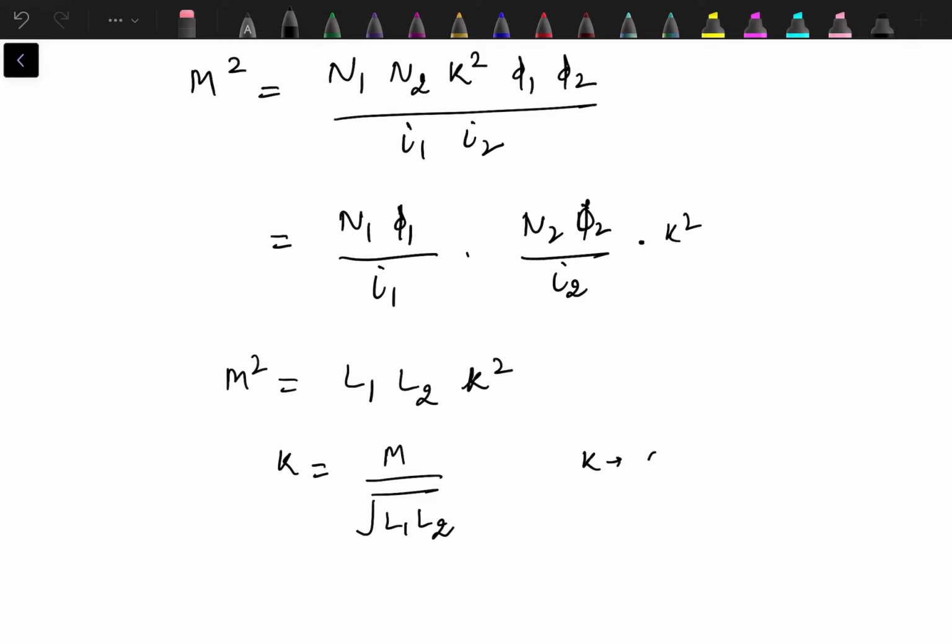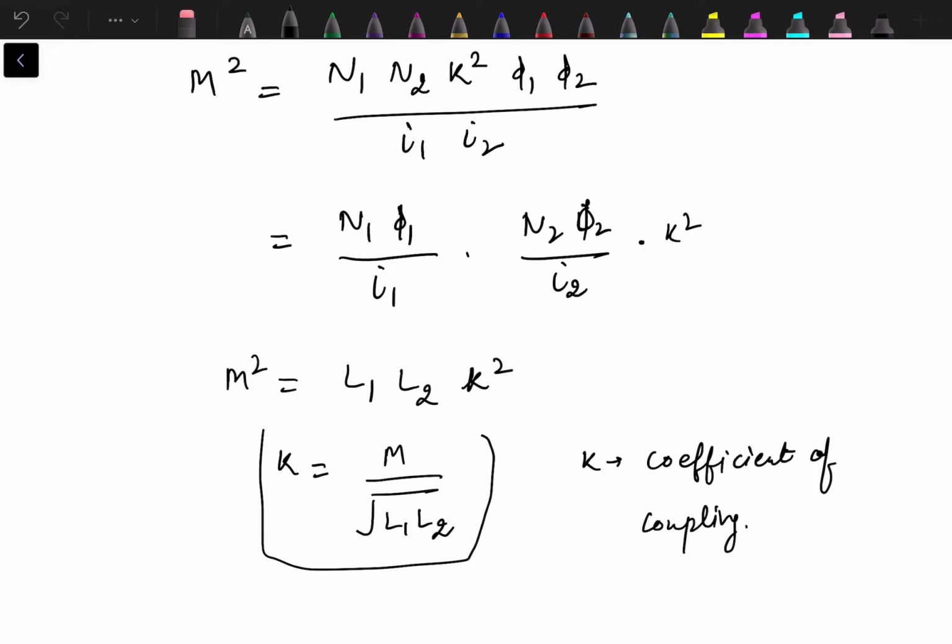So this k is the coefficient of coupling. This coefficient of coupling actually depends upon the mutual inductance and the self-inductance of these coils.